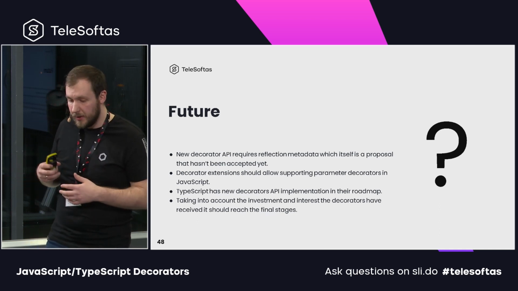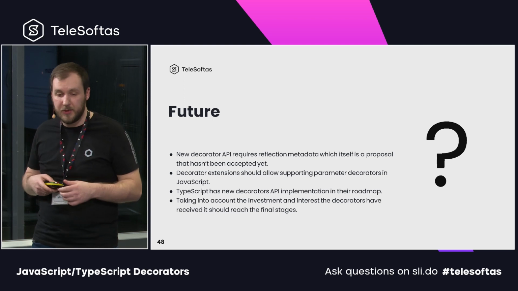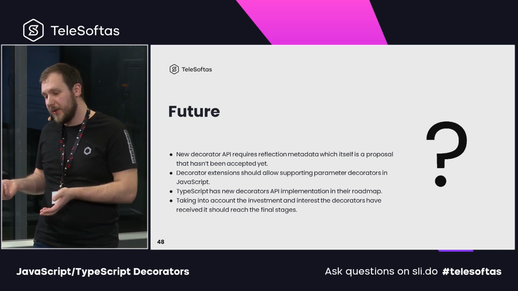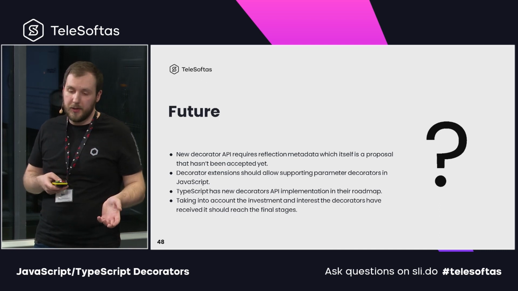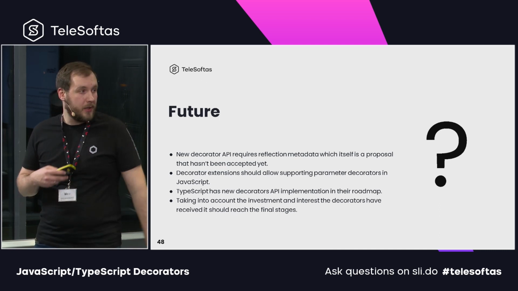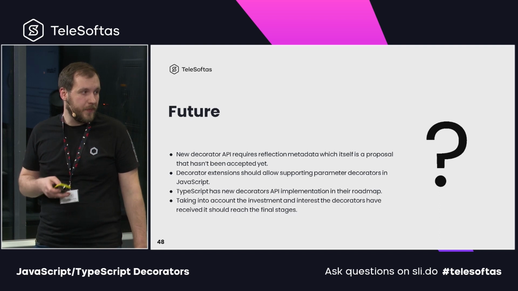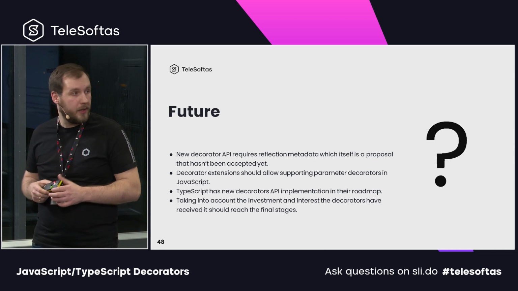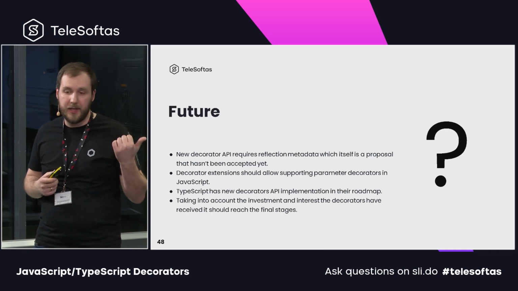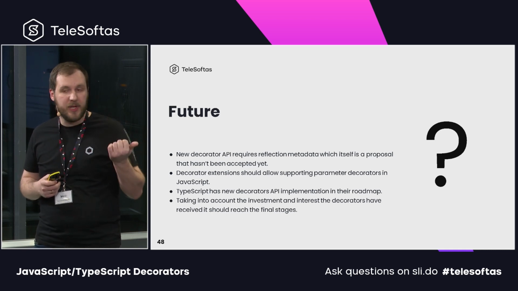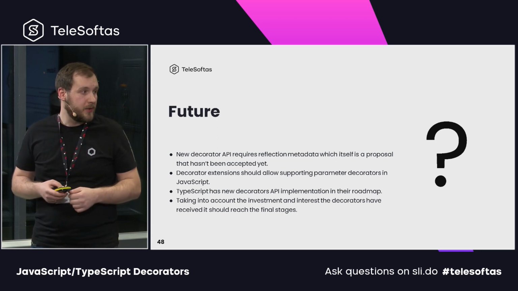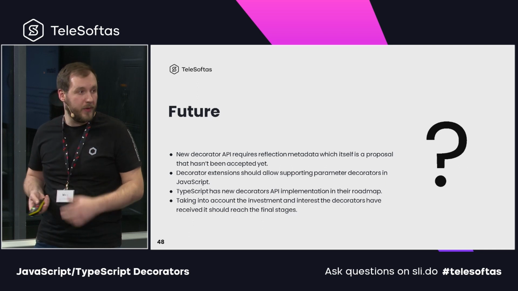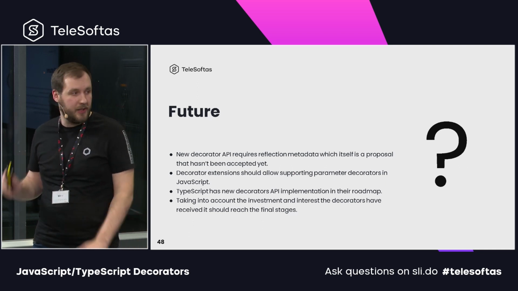There's another concept that is in the works, which is called decorator extensions. For example, parameter decorators, which are not yet available in JavaScript, could be added by using extensions. And actually, TypeScript has plans to implement this new Decorator API in their roadmap. So we should probably see this new API available to play around with in TypeScript probably next year.